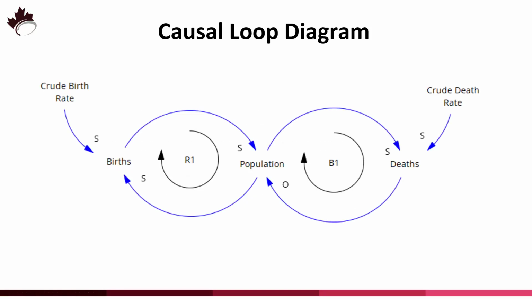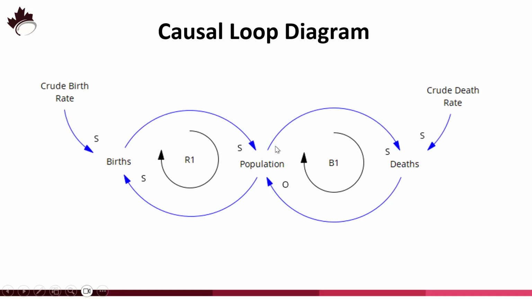So here's the final causal loop diagram for the simple population model. And you can see the population and births move in the same direction. More births leads to more population. More population leads to more births. Higher crude birth rates leads to more births.